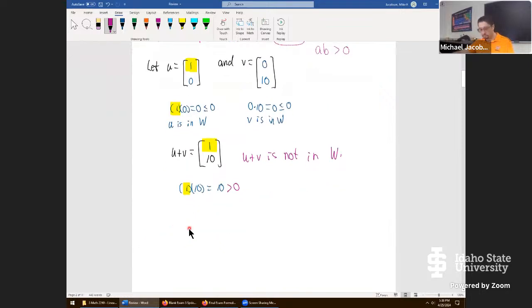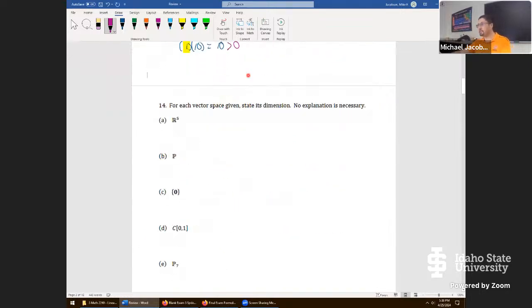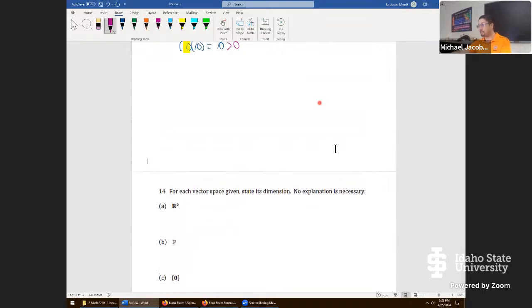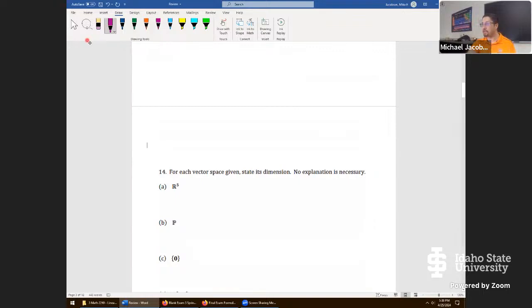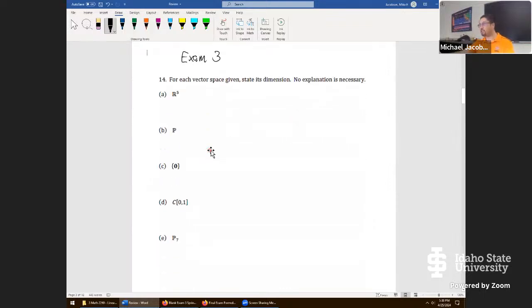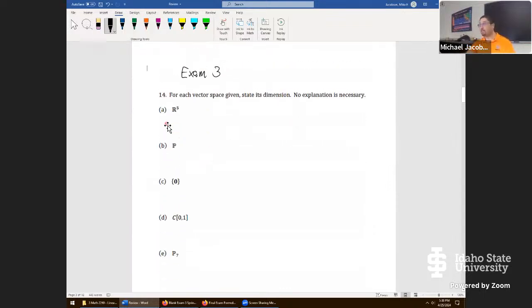So this one is all about just looking towards what the dimensions are for different vector spaces. I just want to say this one is from exam 3, just as a paper trail. Okay, so going down the list, if we're looking at R5, then the basis for that would be E1, E2, all the way through E5. So this one would have dimension R5 equals 5.